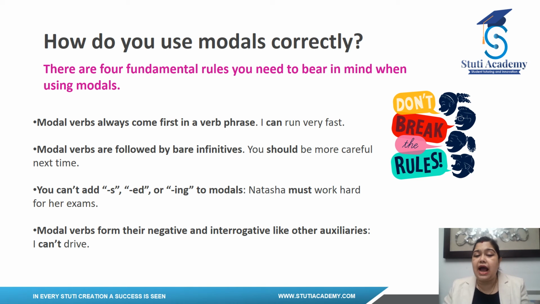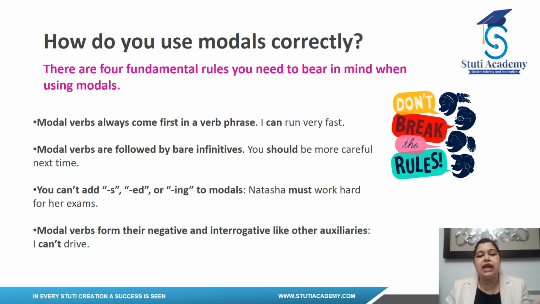You can't add s, ed, or ing to modal verbs. So which means no suffixes. Natasha must work hard for her exam. So you can't say Natasha musts. There is no s. Okay, it is in the singular form. Natasha must work hard for her exams.